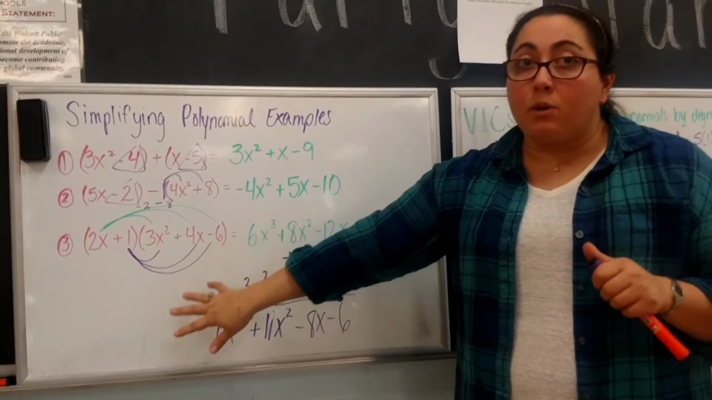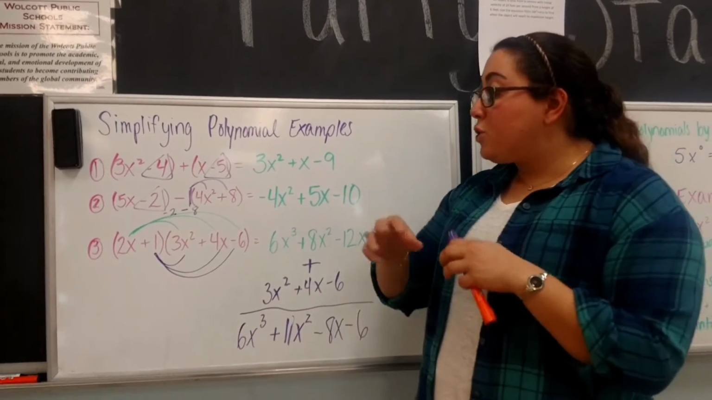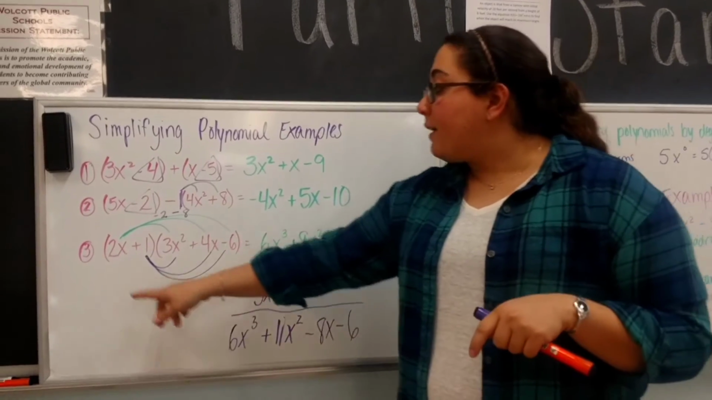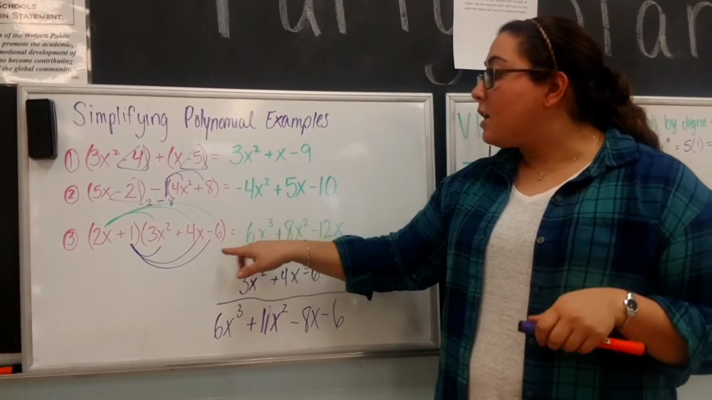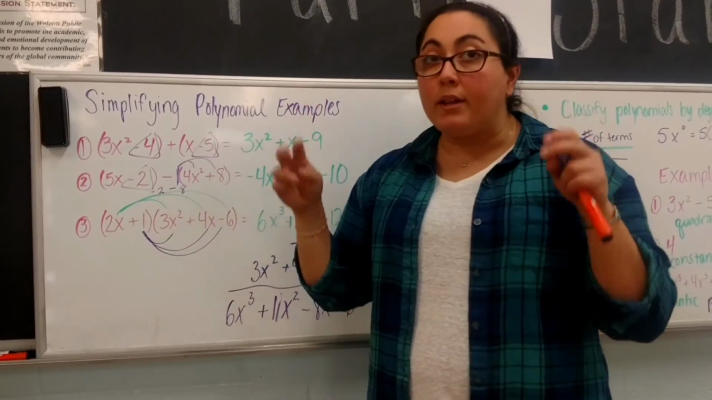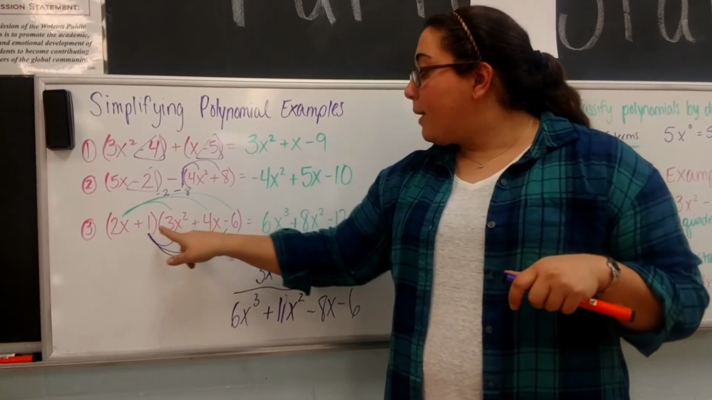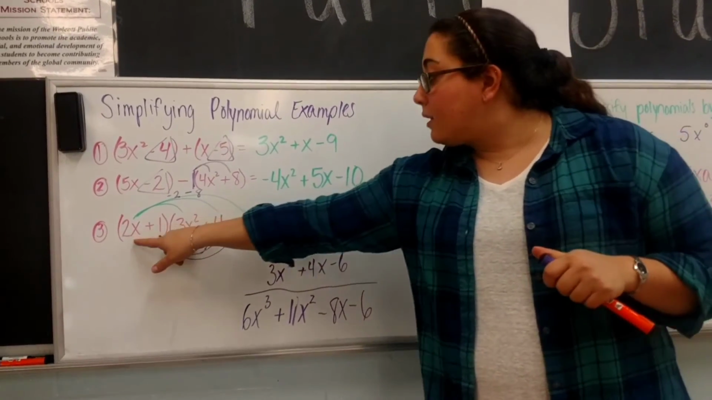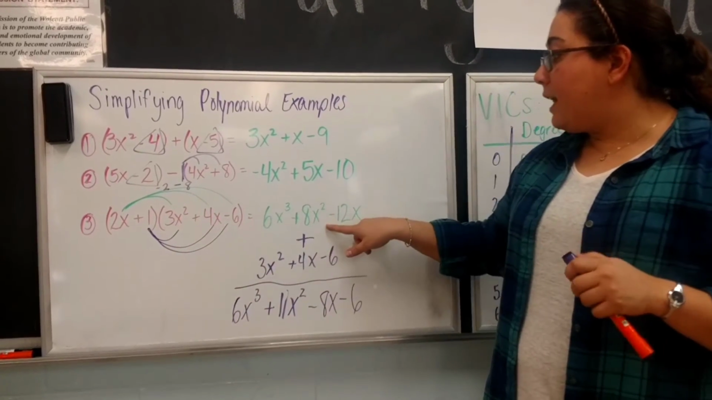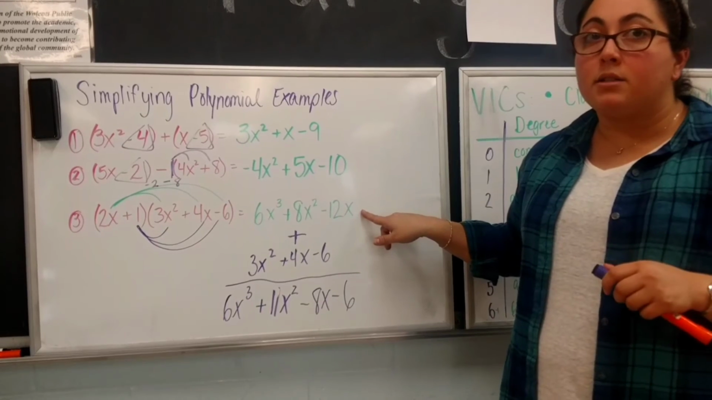The most difficult one is multiplying polynomials. You have to make sure that you distribute throughout each of your terms. So if I have 2x plus 1 times the quantity 3x squared plus 4x minus 6, you have to make sure that just like foiling, you distribute to every single one of those terms. So 2x times 3x squared gives you 6x cubed. 2x times 4x is 8x squared, and 2x times negative 6 is minus 12x.